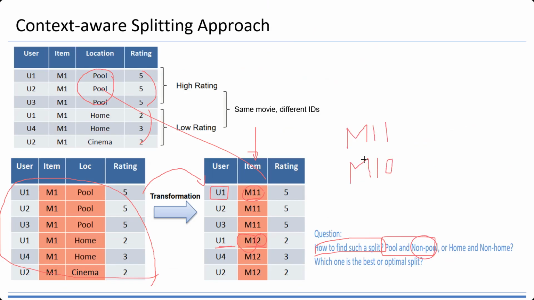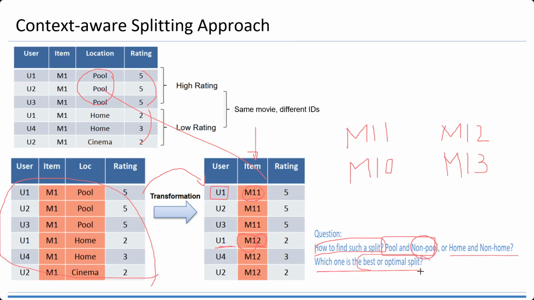Okay, that's easy, just using binary. Or maybe home and non-home. If it is home, then I watch the movie M1 at home. And non-home means I watch the movie M1 at any non-home place. So the question again is, which one is the best or optimal split?